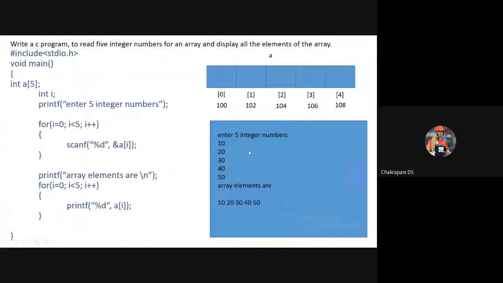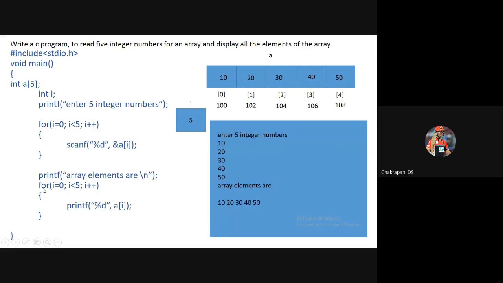To display the elements of the array, again we are going to use the same thing, that is, print a statement: array elements are. How to display all the elements of an array? Instead of writing a single printf statement with so many percentage d, I'm going to write a for loop. Within that for loop, I'm going to write something like this.